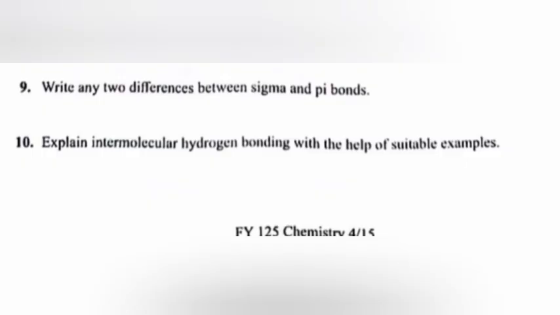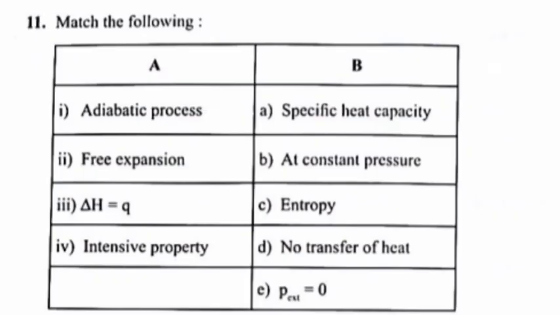10. Explain intermolecular hydrogen bonding with the help of suitable examples. Answer: intermolecular hydrogen bonding is a hydrogen bond formed by hydrogen atom of one molecule and the electronegative atom of another molecule of the same or different compound. Example: hydrogen bonding in HF. 11. Match the following. Answer: 1. Adiabatic process: D. No transfer of heat. 2. Free expansion: E. P extension is equal to 0. 3. H = Q: B. At constant temperature. 4. Intensive property: A. Specific heat capacity.